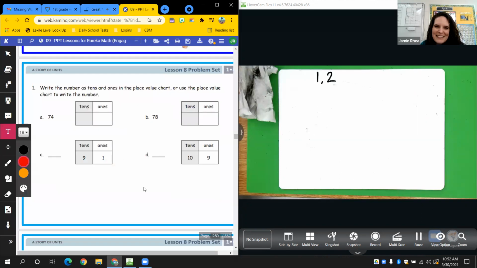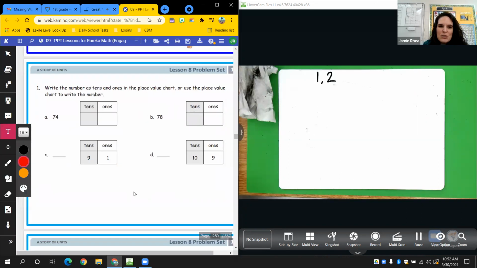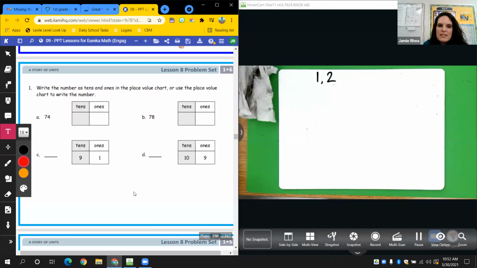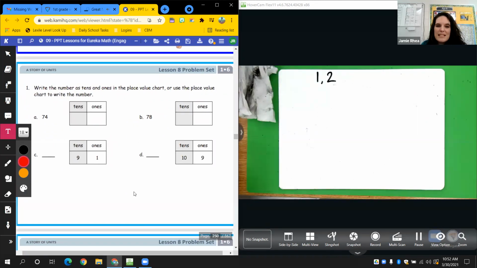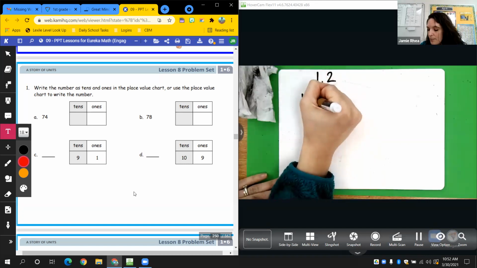All right, let's pull up our problem set. All right, let's look at 1 and 2. Number 1 says, write the number as tens and ones in the place value chart, or use the place value chart to write the number. So let's look at 1A.